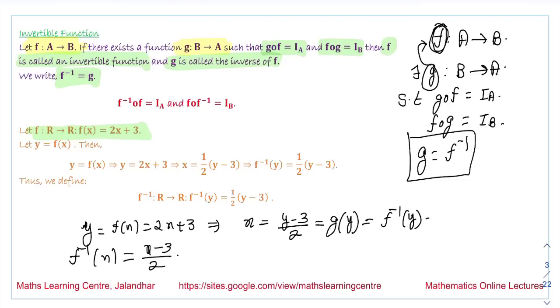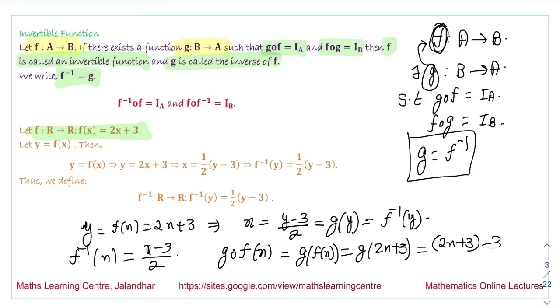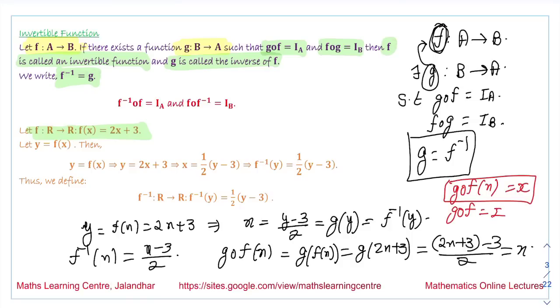How are we saying this thing? Because if we calculate g∘f of x, the answer we have is g(f(x)). Now what is f(x)? It is 2x + 3, so it is g(2x + 3). So this is equal to (2x + 3 - 3)/2, and the answer we obtain is equal to x. So what we get from this is that g∘f of x is equal to x. It means g∘f is equal to the identity function in R. Similarly, we can prove that f∘g is an identity function in R.